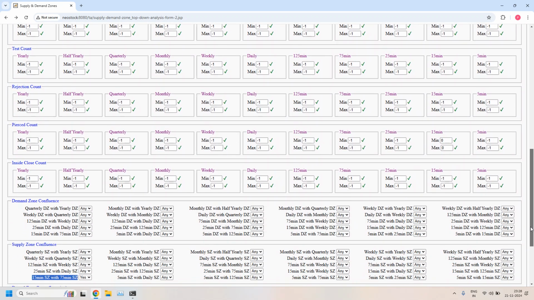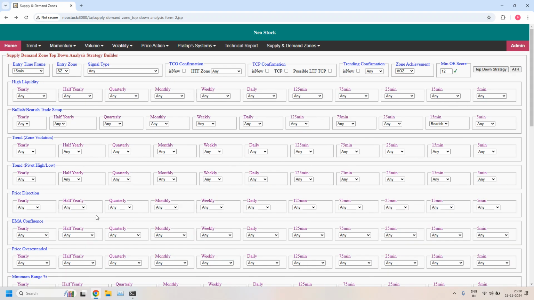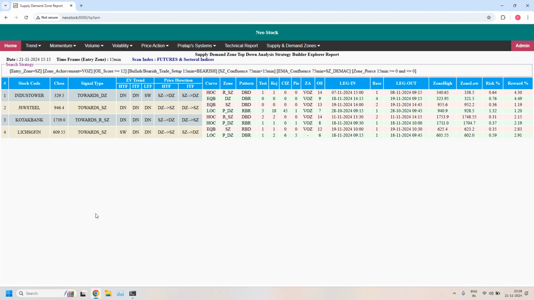The EMA confluence. The 75-minute supply zone with daily EMA confluence filter is enabled. 4 stocks, these 4 stocks are supporting, because the entry time frame 15-minute supply zone is part of the 75-minute supply zone, and the 75-minute supply zone is having daily EMA confluence in all these 4 stocks. So these are the even more high probability trade setup supported stocks. Some of these 15-minute supply zones are also high liquidity zones.